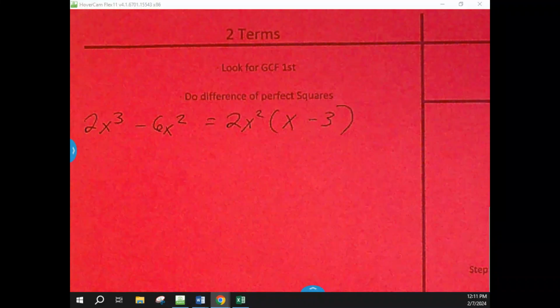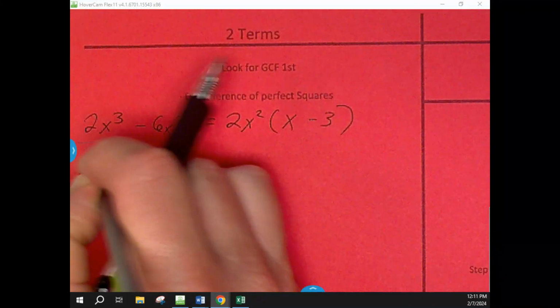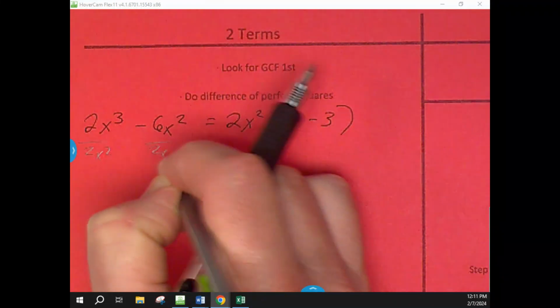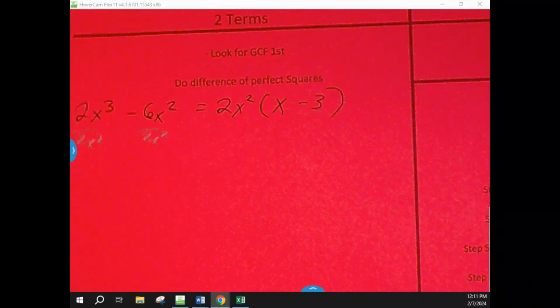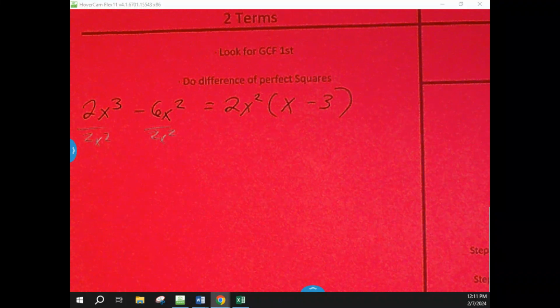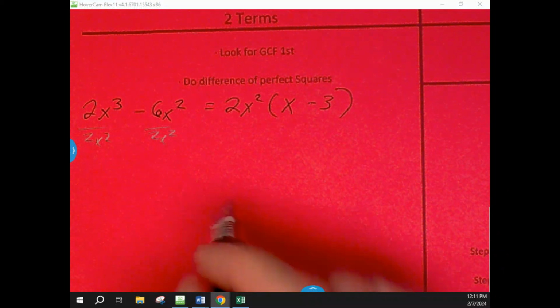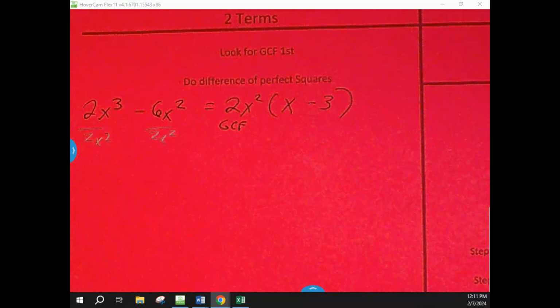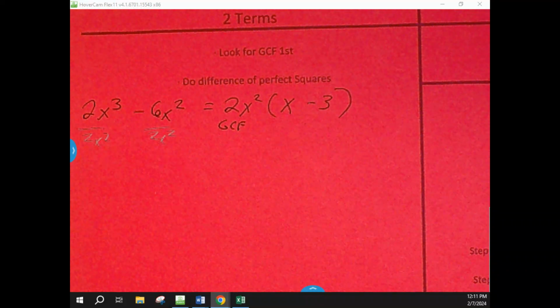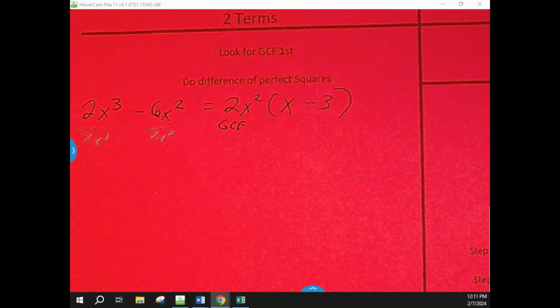So again, once we figure out that it's 2x squared, we're going to go back and divide them both by 2x squared. And you cannot see that because of the shine on the red paper there. Okay, now in some of these, they may ask for just the GCF. If they ask for just the GCF, it would be 2x squared. If they say to write it in factored form, you would put the whole thing there.